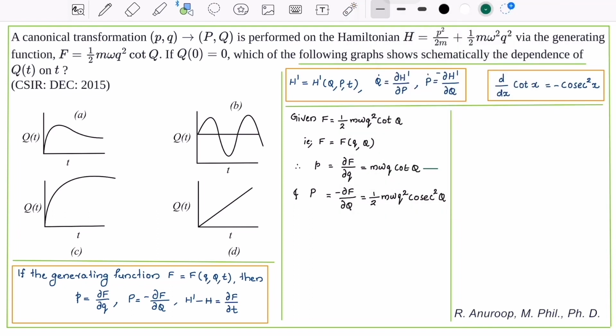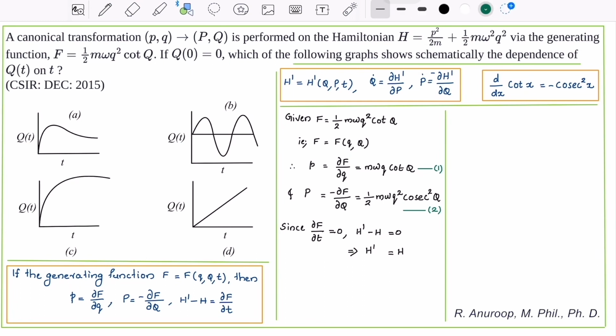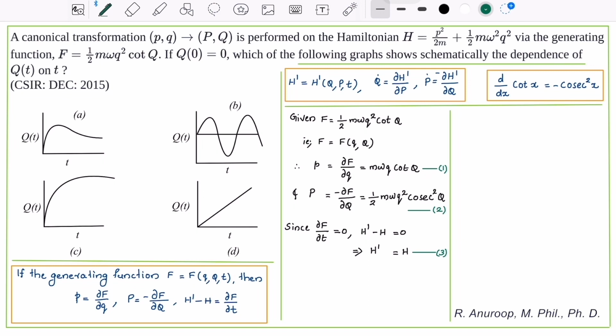Let us give proper numbering. Let the equation for small p be equation number 1 and the equation for capital P be equation 2. Since ∂F/∂t is equal to 0, we can say H' - H = 0, or H' = H. Let it be equation number 3, where H is a function of q, p and t, and H' is a function of the new coordinates Q, P and t. It is given that H = p²/2m + ½mω²q². This is the given Hamiltonian.